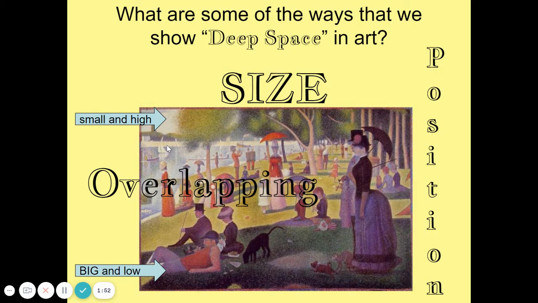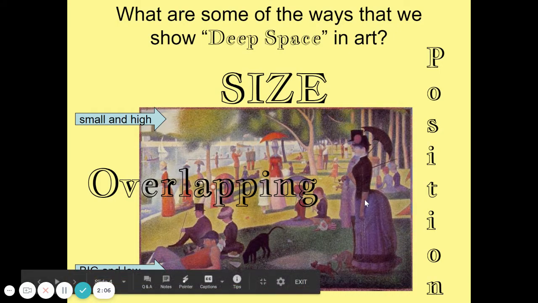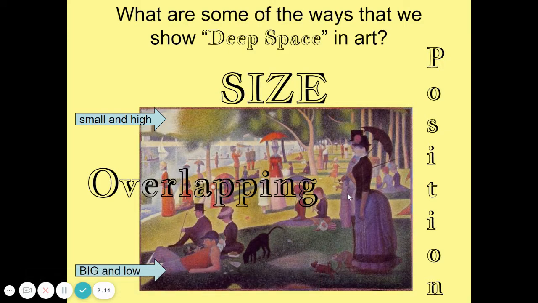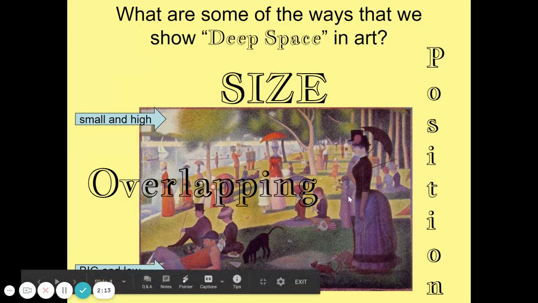Another way that we show deep space in art is with overlapping. If you take a look at this woman and man that are in the foreground of the painting, the woman is overlapping the man. That means that we can see all of her body, but we know that she's standing in front of the man because we cannot see all of his body. Some of his body is hidden behind her.